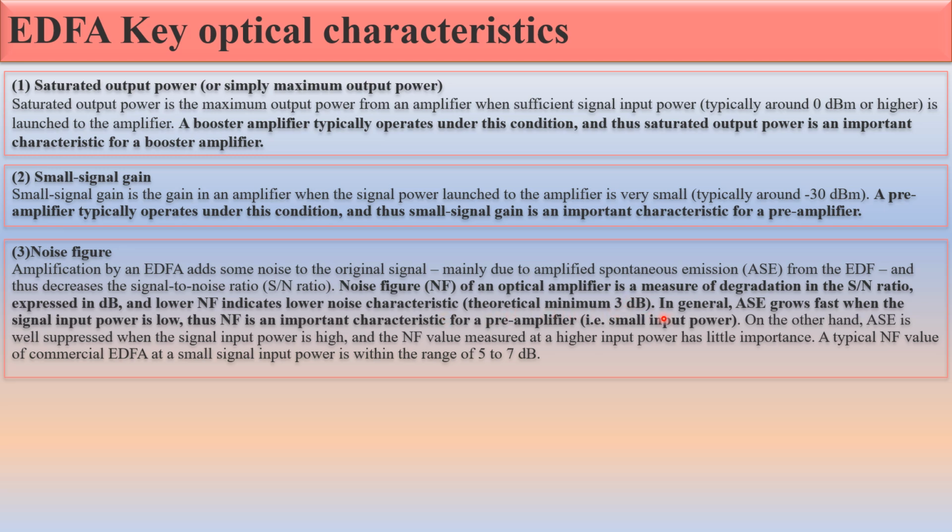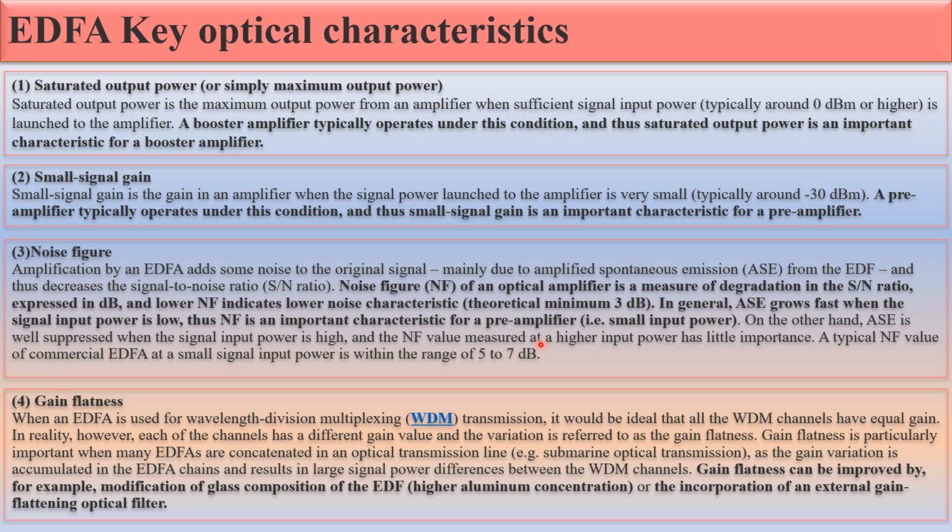In general, ASE grows fast when the signal input power is low. Thus, noise figure is an important characteristic for a preamplifier, with small input power. On the other hand, ASE is well suppressed when the signal input power is high, and the noise figure value measured at a high input power has little importance. Typical noise figure values of commercial EDFAs at a small signal input power are within the range of 5 to 7 dB.